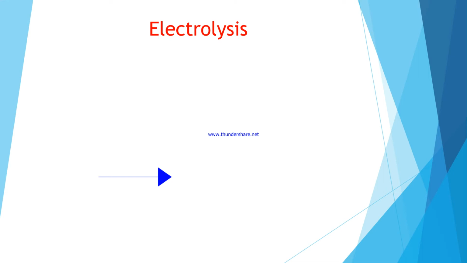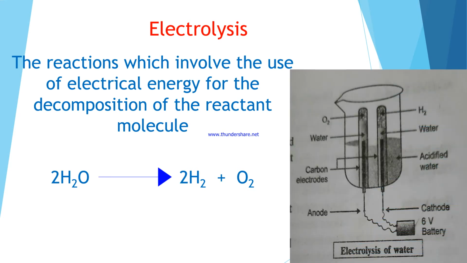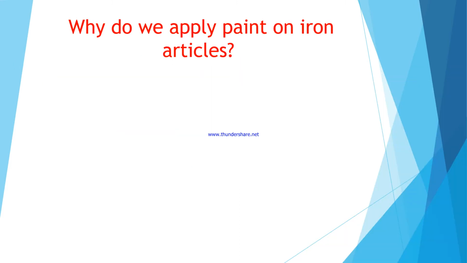And next is decomposition in the presence of electrical energy. Here the water, in the presence of electric current, decomposes to form hydrogen gas and oxygen. There is a supportive image where you can find that oxygen is released at the anode and hydrogen is released at the cathode. This is about electrolysis. And all these three are decomposition reactions.